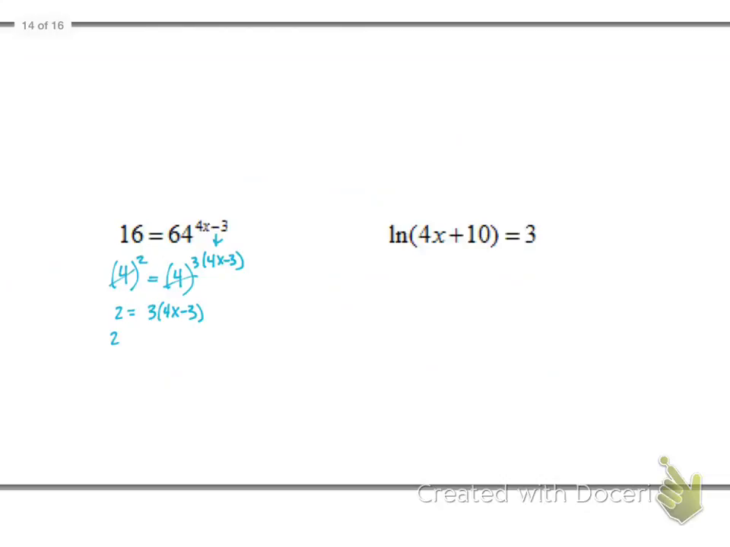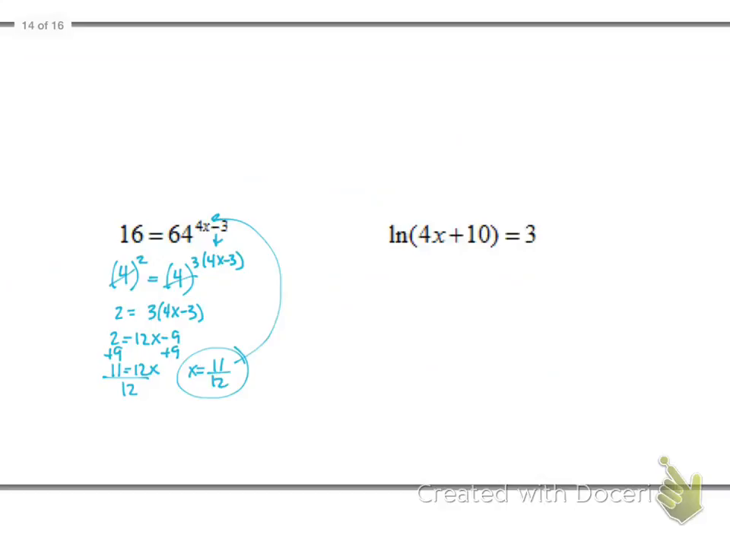We need to distribute it to get 12x minus 9 and go ahead and solve. So I'm going to add 9. Divide by 12. So x is equal to 11 over 12. Again, you could double check your answer by plugging it in for x here. Make sure you use parentheses and it should get you 16.